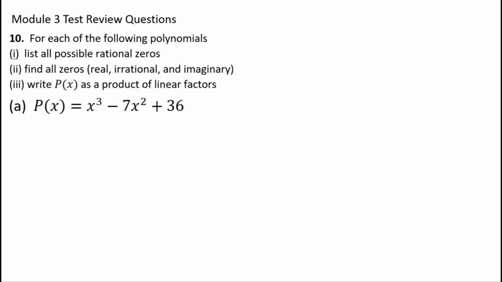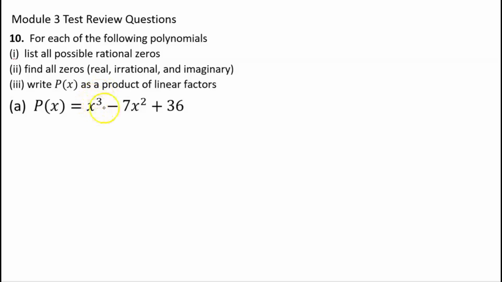All right, ready for more work? Here we go. Problem number 10. For each of the following polynomials, list all the possible rational zeros. And then we're going to find all the zeros, and then we're going to write it as a product of linear factors. Okay, here we go.